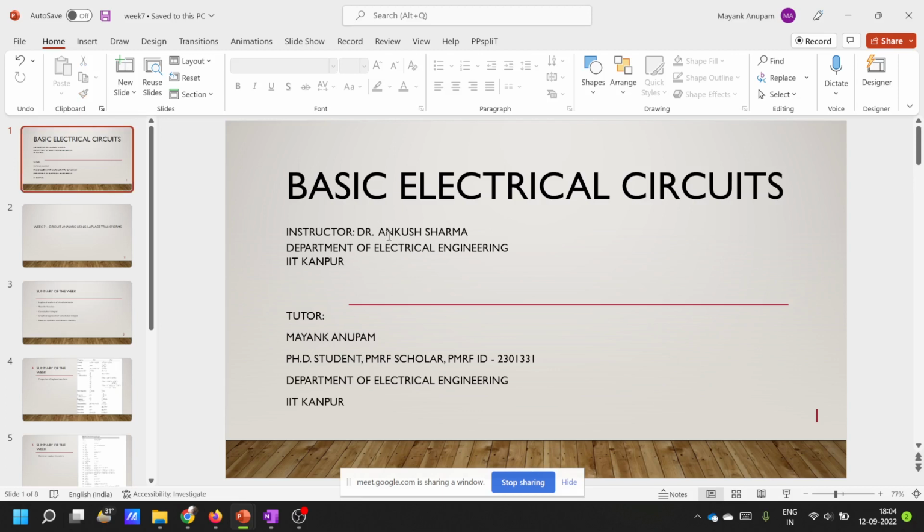Welcome to the seventh session. I guess today is the seventh week. I think today is the discussion for seventh week content. This course is basic electrical circuits, and the instructor is Dr. Ankush Sharma. He is a professor in the Department of Electrical Engineering at IIT Kanpur. Myself, I am the tutor of this course, and my name is Mayank Karupa. I am also a PhD student and a PMRF scholar. I am from the Department of Electrical Engineering at IIT Kanpur.